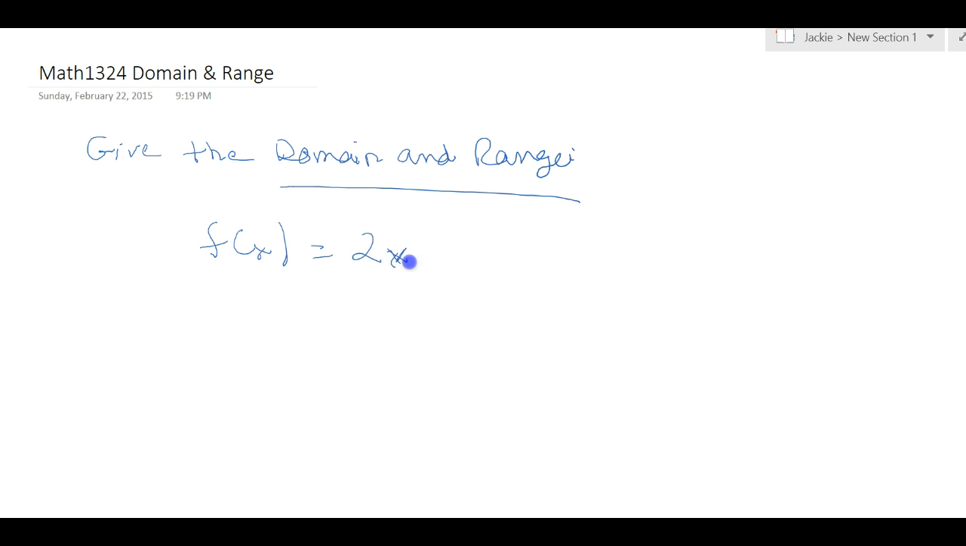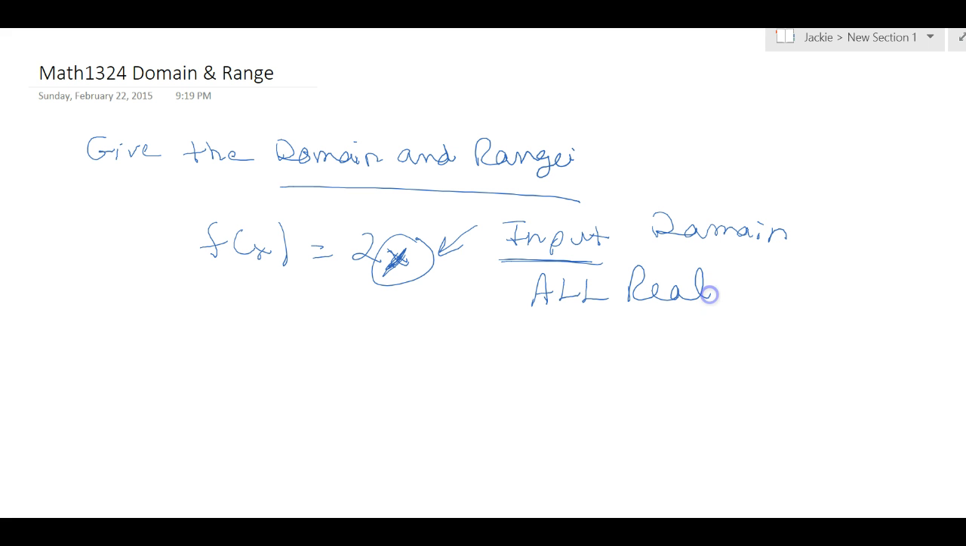Well, the first thing you want to think about is, remember, your x is your input. This is your input, which will be your domain. What can you put into this function and not get something undefined or something that's not a real number? Well, as far as 2 times x, you can put any number in. You can put anything. So your domain would be all real numbers. There's nothing that would be undefined.